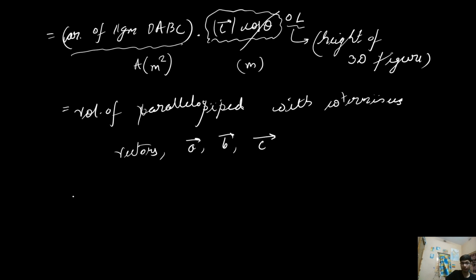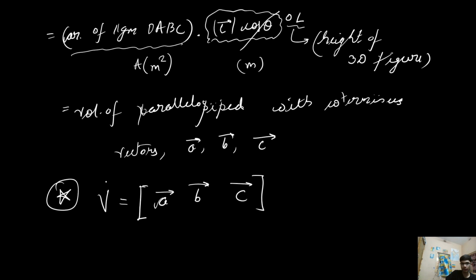So from here you get a very important result that you have to apply in most of the questions. The volume of any particular parallelepiped whose adjacent edges are represented by vectors A, B and C is basically given by the scalar triple product of the three vectors. So I hope this particular result is clear.